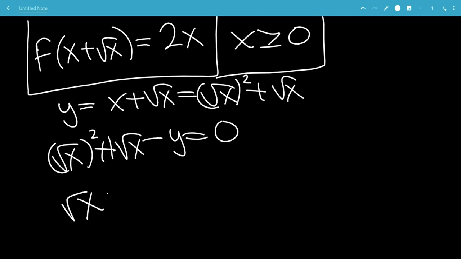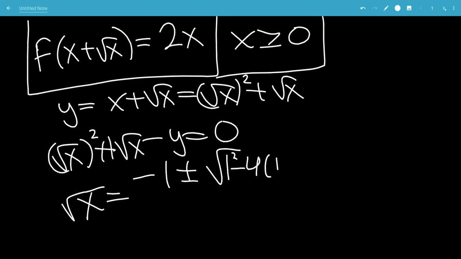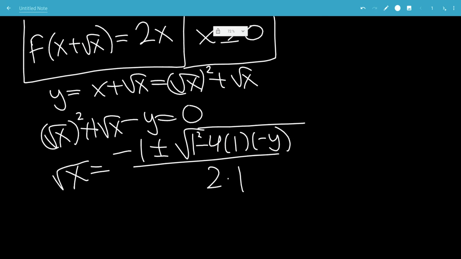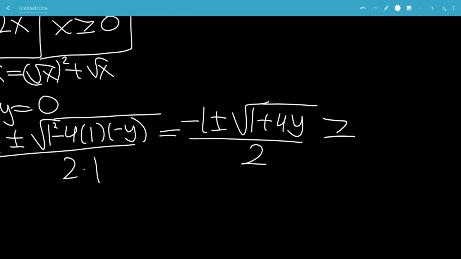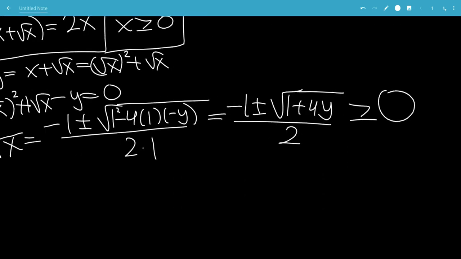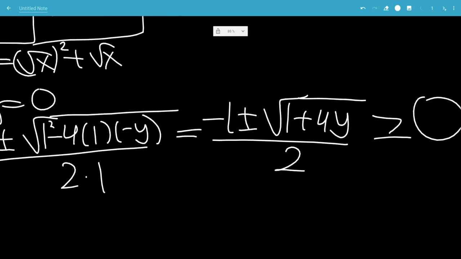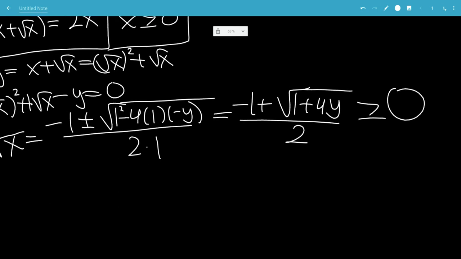We're going to solve it with the quadratic formula, leaving us with square root of x equals negative b, which is negative 1, plus or minus the square root of b squared minus 4ac, all over 2 times a, which is 1. So this will be negative 1 plus or minus square root of 1 plus 4y, all over 2. But this square root of x is bigger than 0. So instead of the plus or minus, we can just get rid of it and just say plus, because if it was minus, it would always be negative.